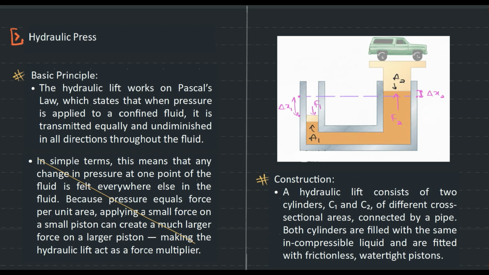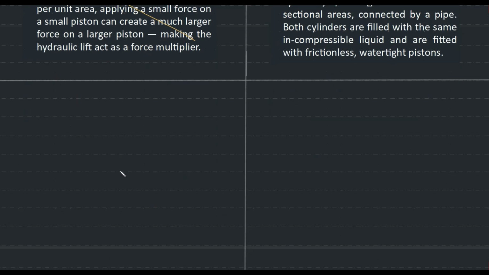So let's move on to the other part. What we are trying to do over here is understand the hydraulic lift in terms of force and in terms of work. So let's understand the hydraulic lift in terms of force.